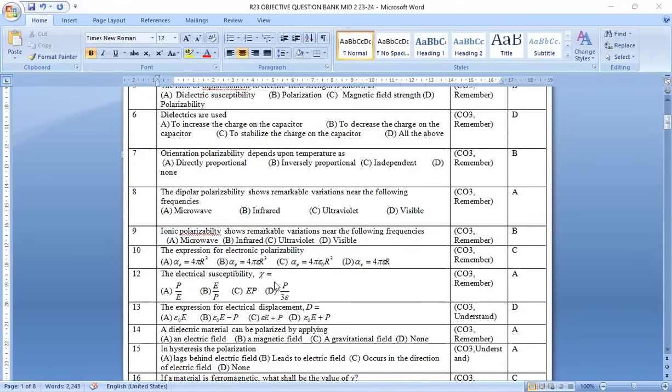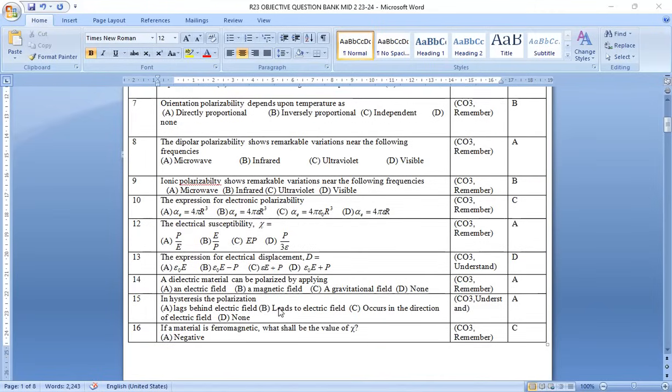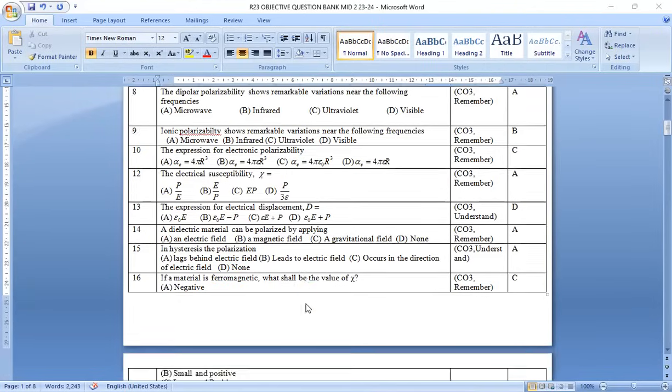The electrical susceptibility Xi equals P by E. Option A is the right answer. The expression for the electrical displacement D equals epsilon naught E plus P. Option D is the right answer. The dielectric material can be polarized by applying an electric field. Option A is the right answer. In hysteresis, the polarization lags behind the electric field. Option A is the right answer.